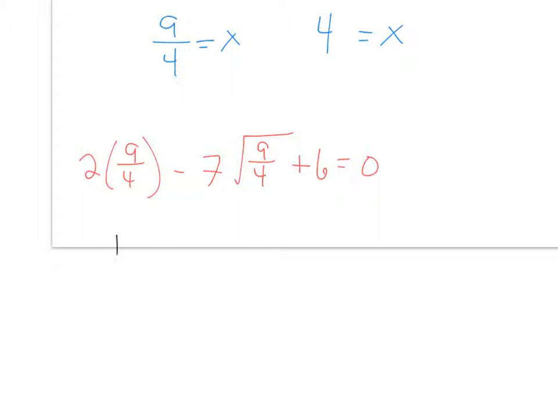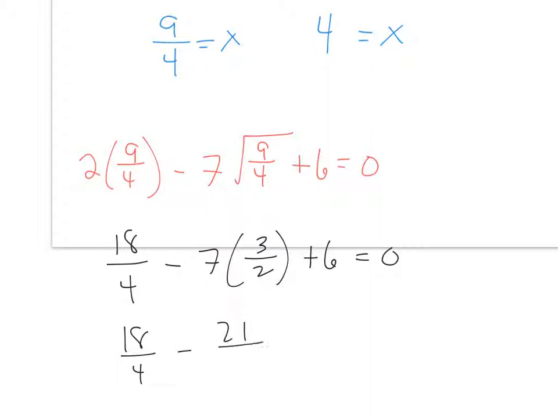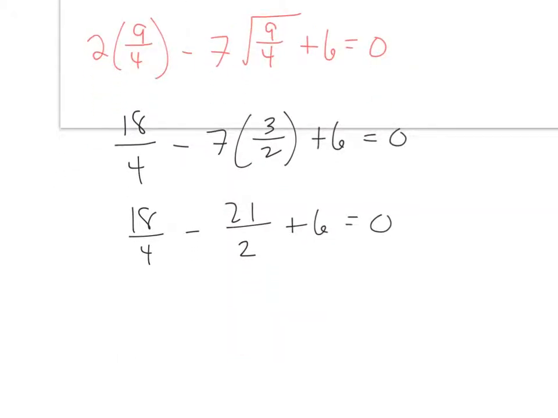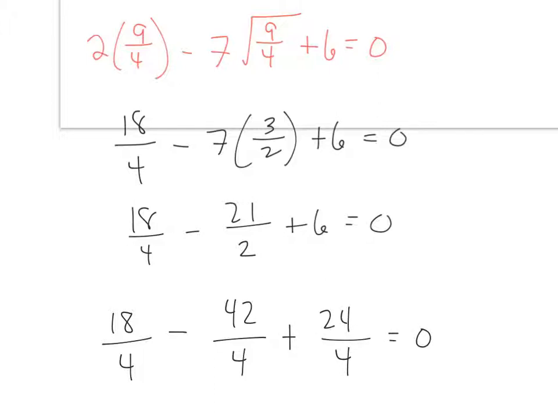So 2 times 9/4 is going to be 18/4 minus 7. Now, radical 9/4 is going to be 3/2 plus 6 equals 0. 18/4 minus 21/2 plus 6 equals 0. Common denominator. I could multiply through or just find a common denominator. I'll make this 42/4, 18/4, and 24/4. 18 and 24 is going to give me 42. So I'll have positive 42, negative 42. We'll get 0 equals 0.